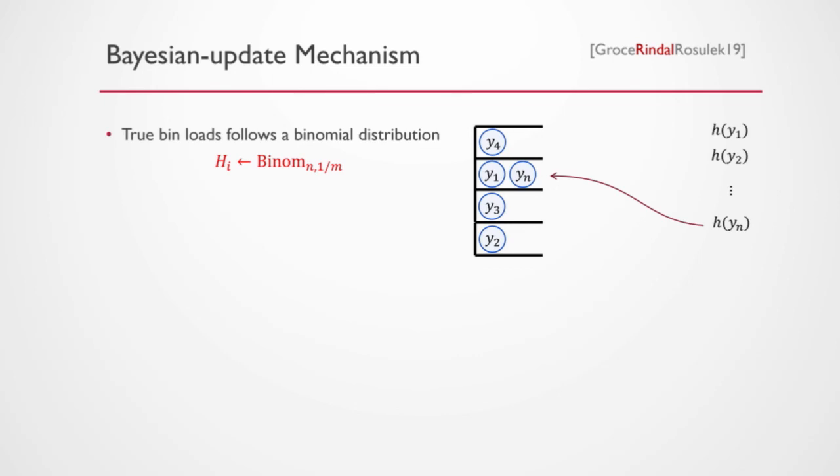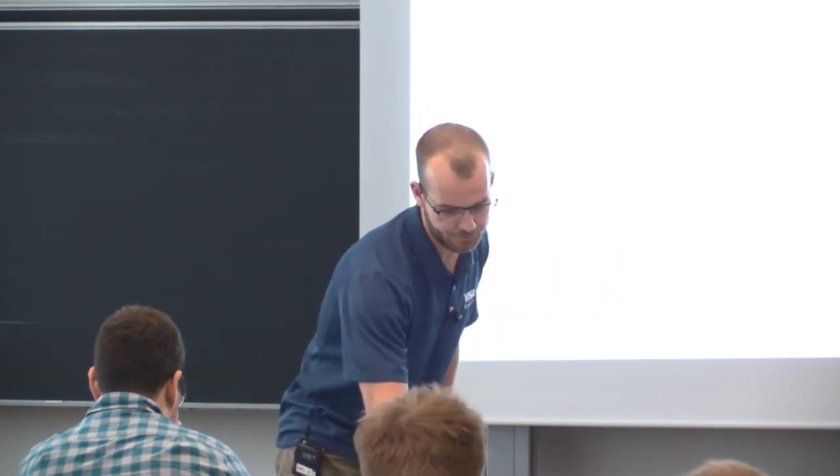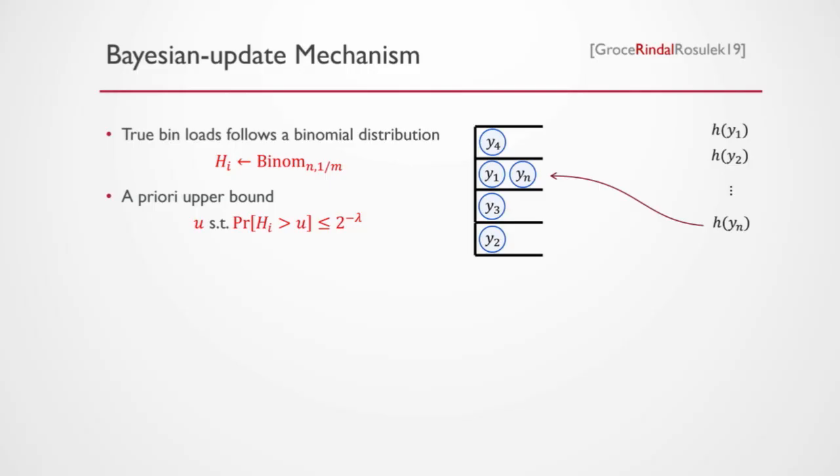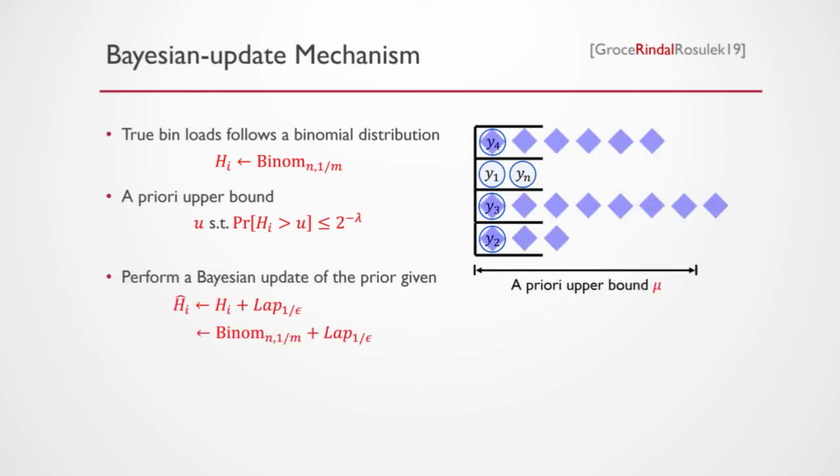And if you recall, this previous upper bound was derived because we are mapping balls to bins in a random way. And that means the true distribution of these real items follows a binomial distribution. We previously had used this to derive this upper bound mu. And then when we did our noisy estimate, some of them can go above this upper bound. So you could immediately just say, let's round down the ones that go above. But you can actually do something more clever. We know that one of these variables follows the binomial distribution, and one follows the Laplace distribution. And so what you can do is a Bayesian-style update of your prior, given this new noisy estimate.